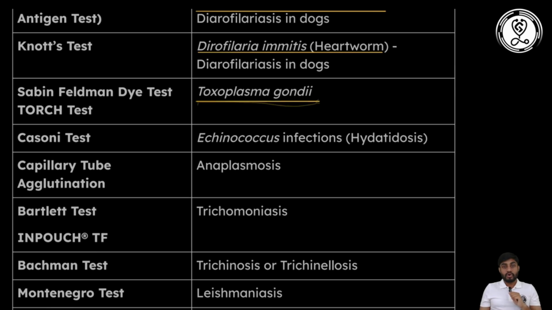The TORCH test is used for Toxoplasma gondii. Toxoplasma gondii is the favorite question of an examiner from protozoology. In matching, they will directly put the TORCH test and Toxoplasma gondii. Then the Casoni skin test is for Echinococcus infection, hydatidosis. We have to isolate the antigen and then intradermal reactions are produced.